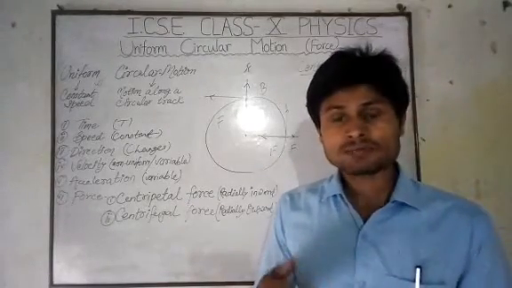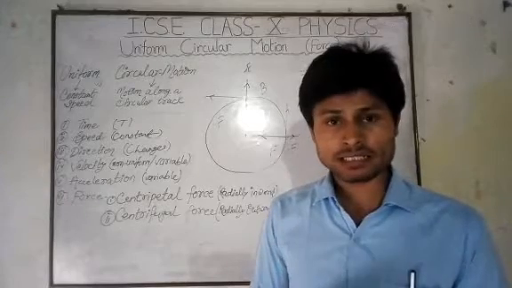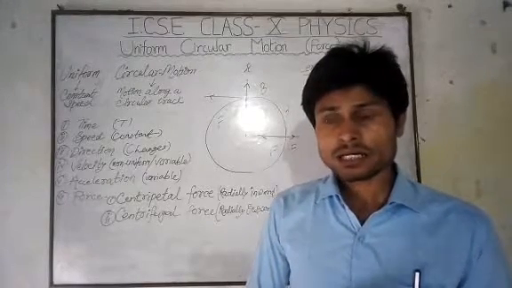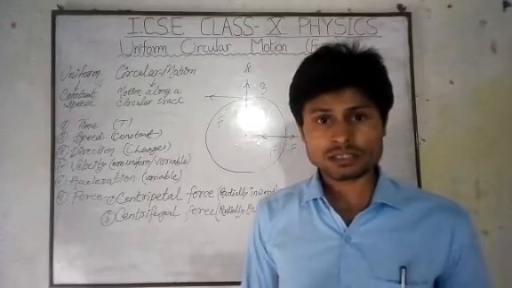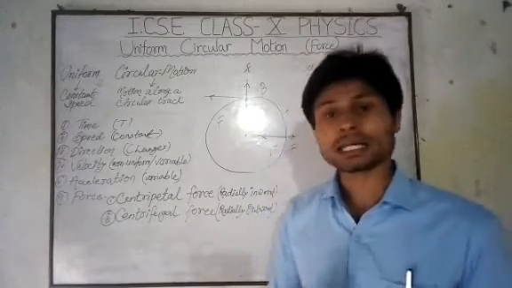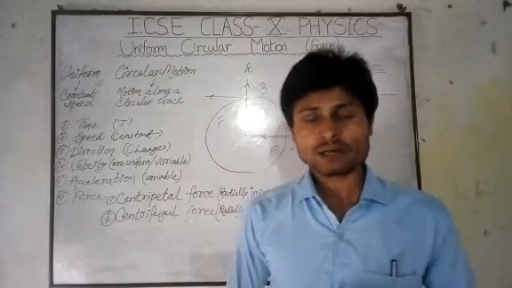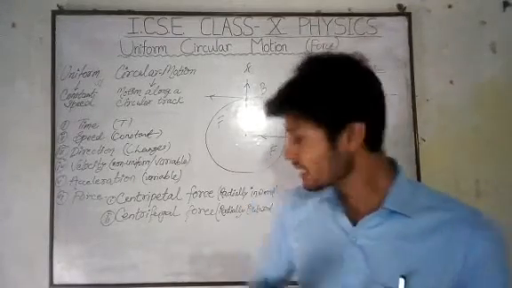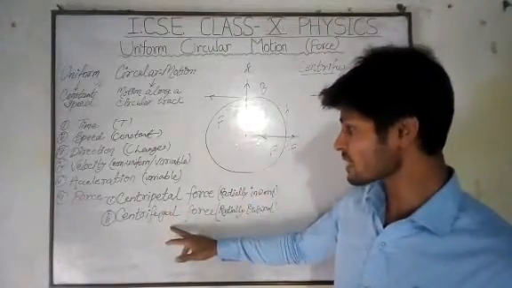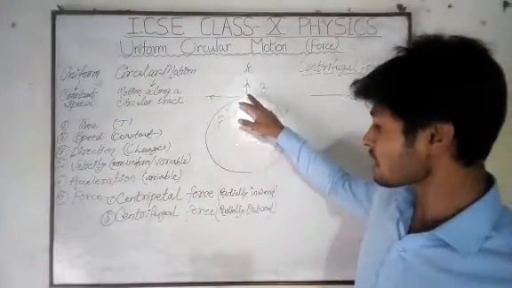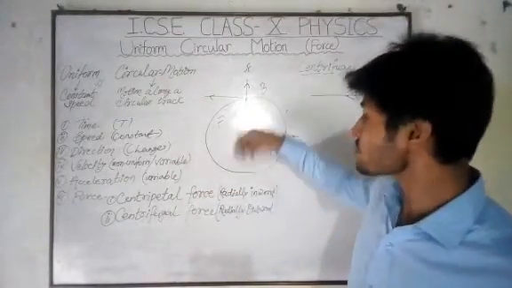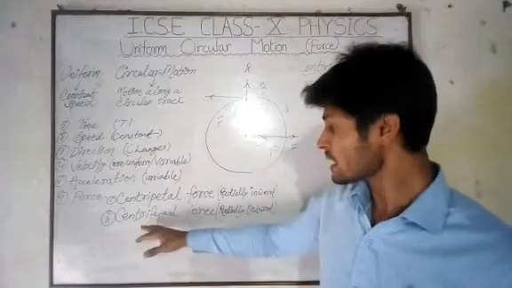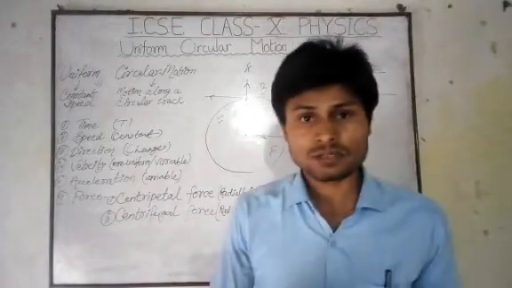That means if centripetal force is considered as action and centrifugal force is considered as reaction, it is wrong. The centrifugal force can never be a reaction, because action and reaction are not applied on the same body. Here centripetal force is on the particle and centrifugal force is assumed to be acting on the same particle. So it can never be considered as a reaction of centripetal force.